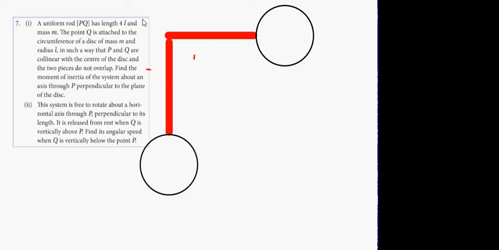Now, a uniform rod has a length of 4L and mass m. The point Q is attached to the circumference of a disc of mass m and radius L in such a way that P and Q are collinear with the center of the disc, and the two pieces do not overlap. They do not overlap means they only touch at one point. Okay? P starts here, P goes to Q, and this here is mass M, isn't it? And what's its radius? L. And this here is 4L. Okay, in business there.